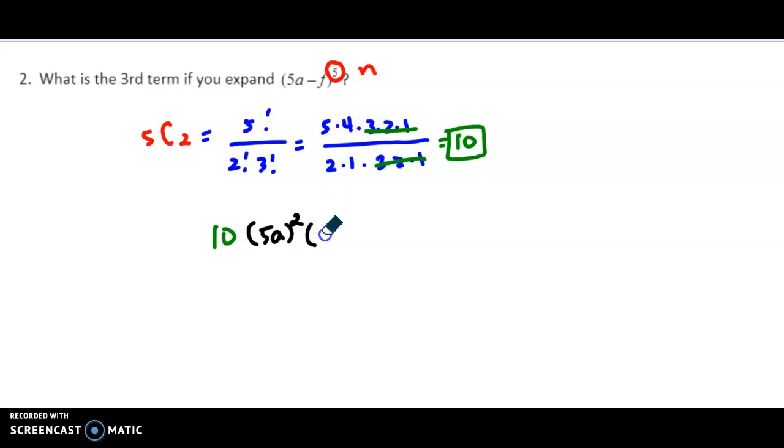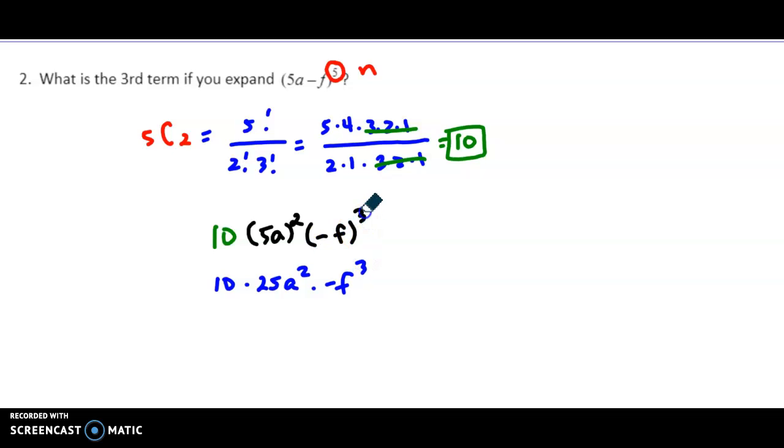times, now you got to be careful, this is a negative f. Not just f, but a negative f, and this exponent plus the 2 has to equal the 5, right? So that's going to be 3. Alrighty? So then we work this out. This is going to be 10 times, this is going to be 5 squared, so that's 25a squared, times negative f to the third, right?